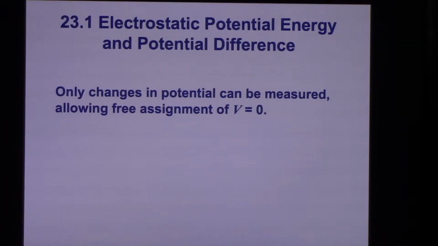When we say that a battery is 12 volts, it's a difference between the two terminals. It's not saying one terminal on the battery is at 12 volts and one's at 0. It's saying that the difference between the two is 12.